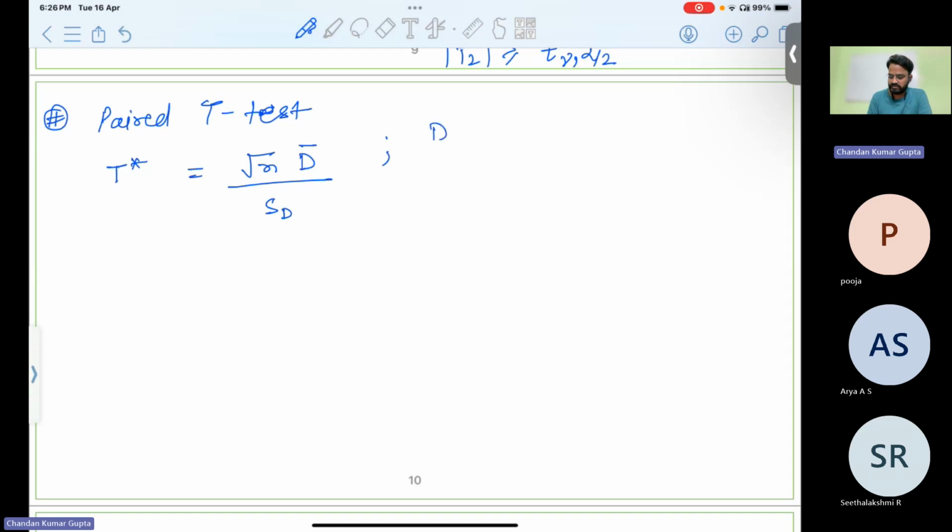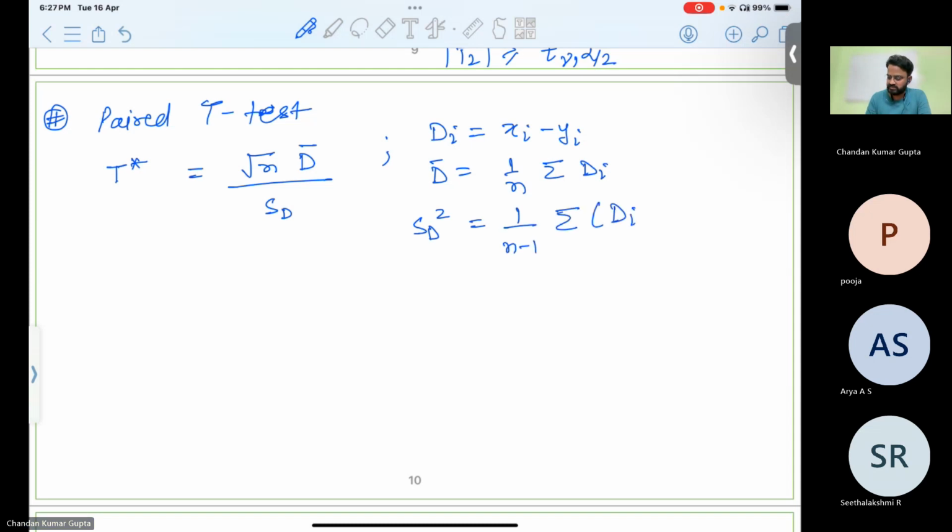Where di is defined, since it is a paired t-test, so there are xi's and yi's, and xi and yi have the same number of samples. So di is xi minus yi. And d bar is nothing but 1 upon n summation of di, which is xi minus yi. And sd square is 1 upon n minus 1 summation of di minus d bar whole square, i from 1 to n.